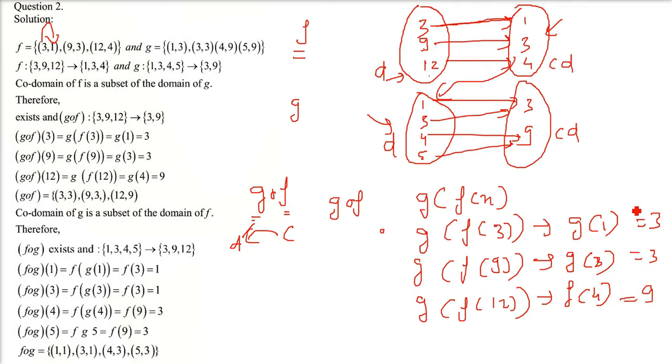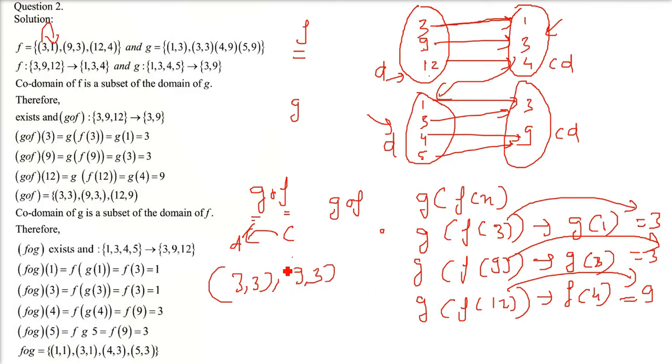So how are you going to write it? You are not going to write like this. The way to write it will be (3, 3), (9, 3) and (12, 9). G o F is: 3 is mapped to 3, 9 is mapped to 3 and 12 is mapped to 9. So (3, 3), (9, 3) and (12, 9). This you are going to write.